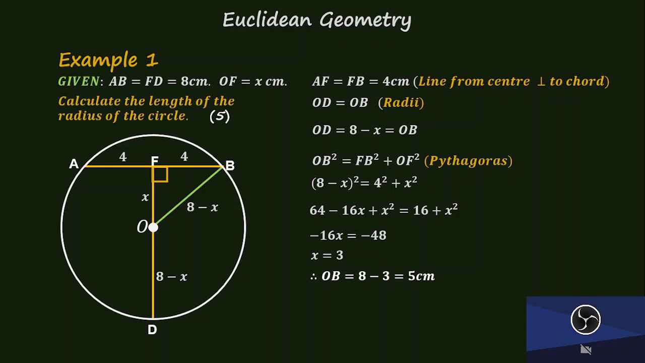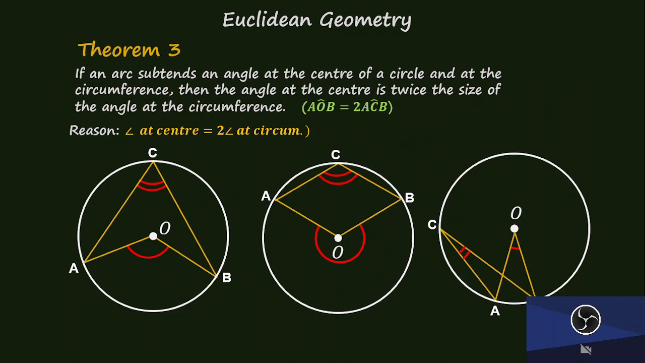We are going to skip theorem 2 because theorem 2 is simply a proof. You hardly find it in riders. It says that the perpendicular bisector of a chord passes through the center of the circle. So you may just be required to prove that, and I am not covering proofs in this part of the lesson. So let's look at theorem number 3.